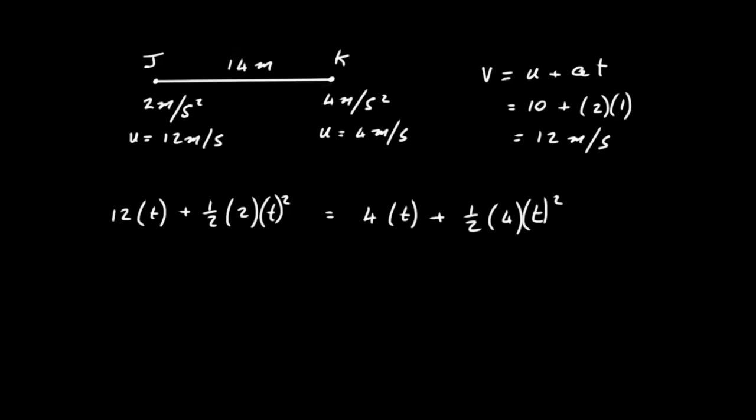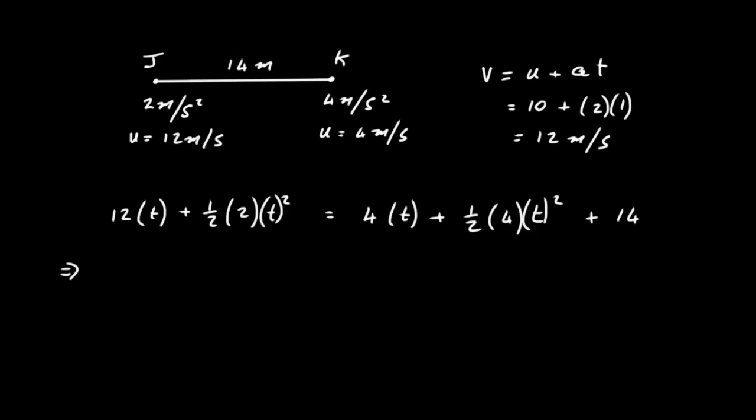But the thing about it is John has to travel an extra 14 meters. So in other words, Kevin will travel 14 meters less. So the distance that John has to travel is going to be this distance here plus another 14 meters. So all you've got to do is solve this for t. We'll end up with a quadratic trinomial here, which we've got to solve.